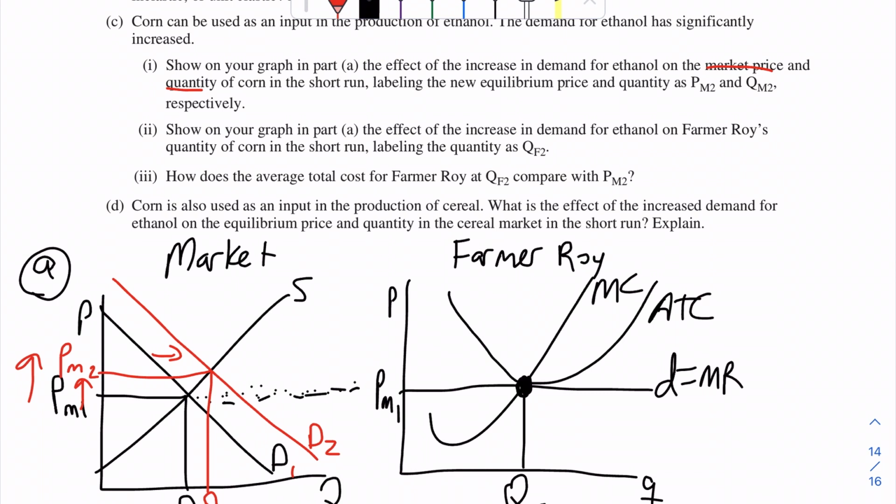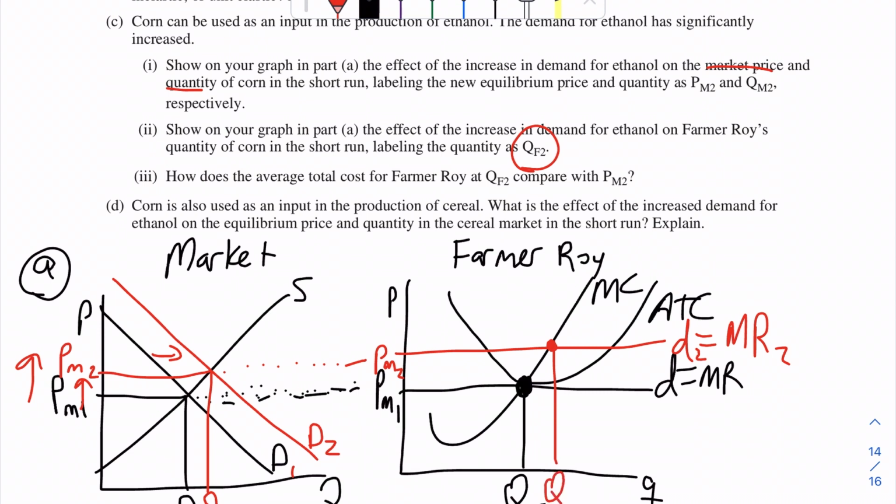Let's see. On part 2, show on your graph the effect on Farmer Roy. Okay, so now this is your new price, P_M2. That's your demand 2, which is your marginal revenue 2. Okay. So now we need a new quantity, Q_F2. So that happens where MR equals MC. Q_F2.